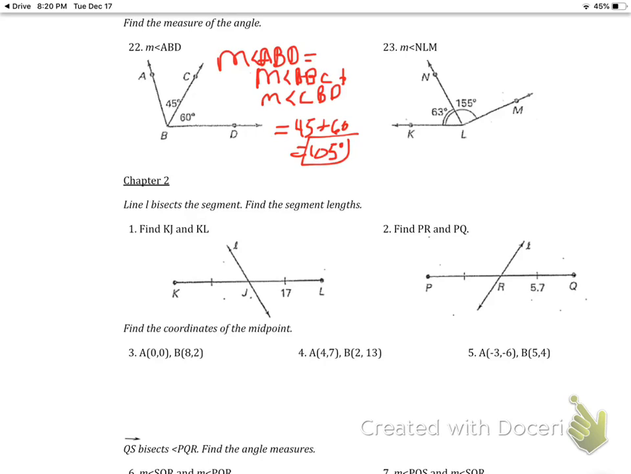Over here, we want to find the measure of angle NLM. So that's this portion right here. We know the whole angle, the measure of angle KLM is 155. And we want to find the other half, so we can take that measure and subtract the measure of angle KLN to find the measure of angle NLM. So that gives me 155 minus 63, which is going to give me, if I did my math correctly, 92 degrees.